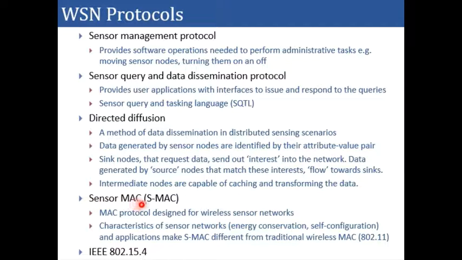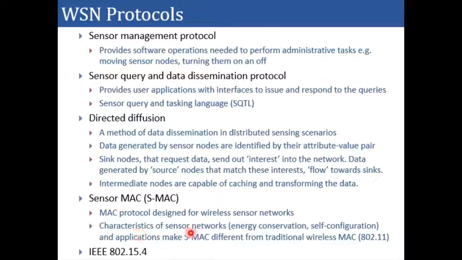Now next one is the sensor MAC, that is called SMAC. So SMAC is the MAC protocol designed especially for the wireless sensor network. MAC is nothing but media access control. So this is your data link layer based protocol which we generally use in computers and Wi-Fi. So SMAC is the MAC layer level protocol which is specifically designed for wireless sensor network.